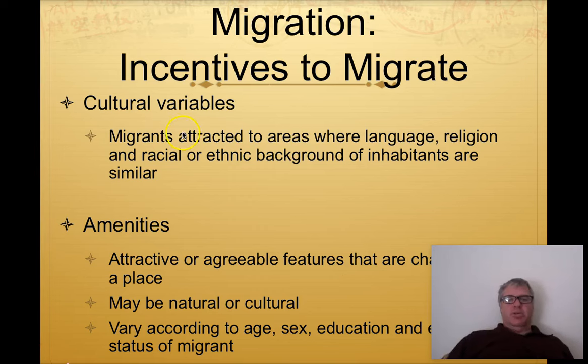And it says here there are also cultural variables. Migrants are attracted to areas where the language, religion, and racial or ethnic background of inhabitants are similar, in terms of why people are picking particular places. Often they're looking for something that's going to be relatively comfortable. And they may also be looking for particular amenities. This can vary by the kind of person who's migrating, but things like educational opportunities and access to health care can also be incentives to migrate.